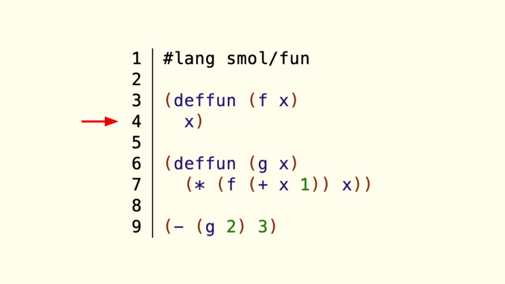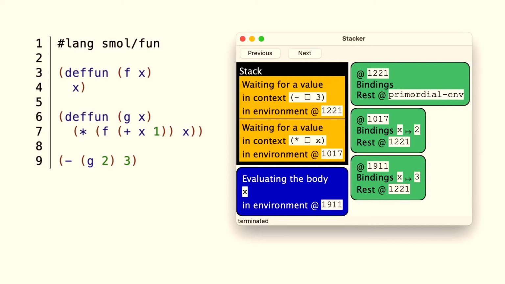And now I want us to focus on what happens when line 4 is executed. When we compute the subtraction, the function g is called, and we are waiting for the function output to do the subtraction. And in g, we have a multiplication, which will be waiting for the result of f. So when we get to this x line, we can see two computations that are waiting for x. And if you run this in the Stacker, you will see exactly that.